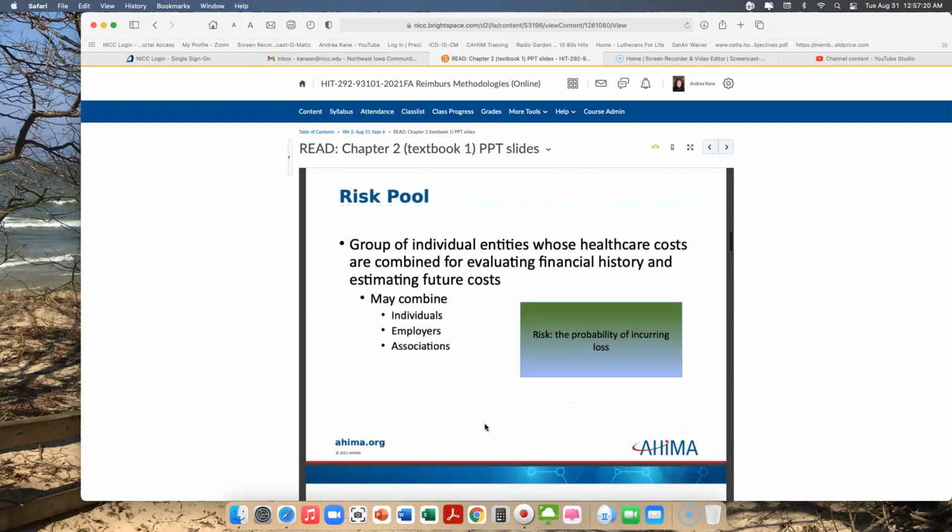A risk pool is a group of individual entities whose healthcare costs are combined for evaluating financial history and estimating future costs. So a risk pool may contain individuals, employers, and associations. Risk is the probability of incurring loss. So the bigger the risk pool, the less the probability is of the insurance company incurring loss. That's why they like to have such big risk pools.